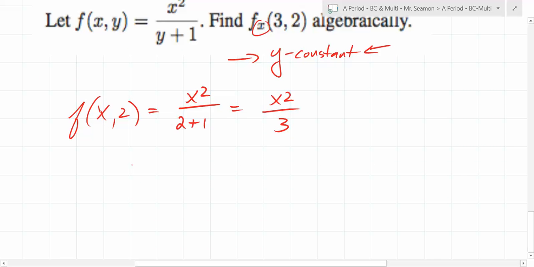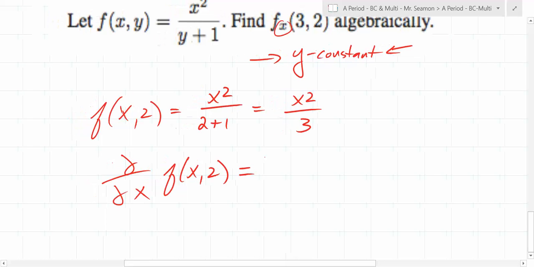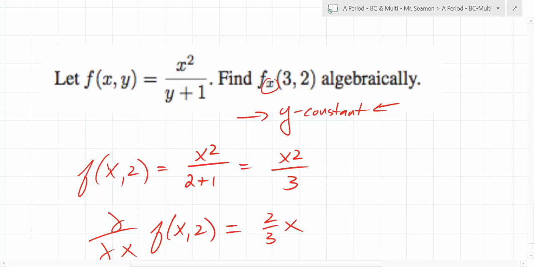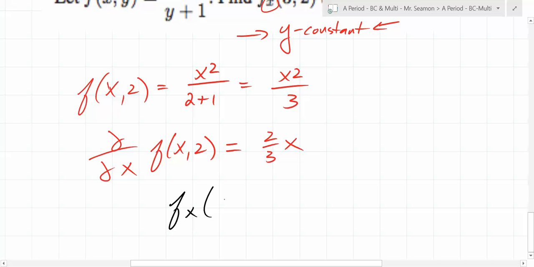So if we actually do this derivative, we're doing the partial with respect to x of f(x, 2). It's just x, so you're doing d/dx essentially now because it's a single variable equation. What's that derivative going to be? 2/3 x times what? Times x, right. There's no 3 canceling, the 2 comes down, right? So f_x(3, 2) is going to be equal to what? 2/3 times what? Which is just 2.